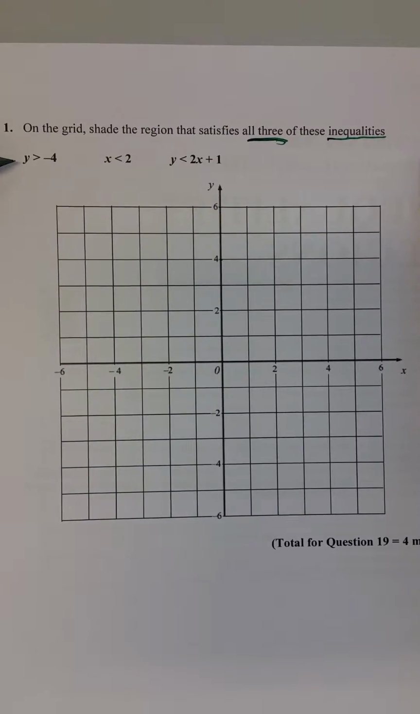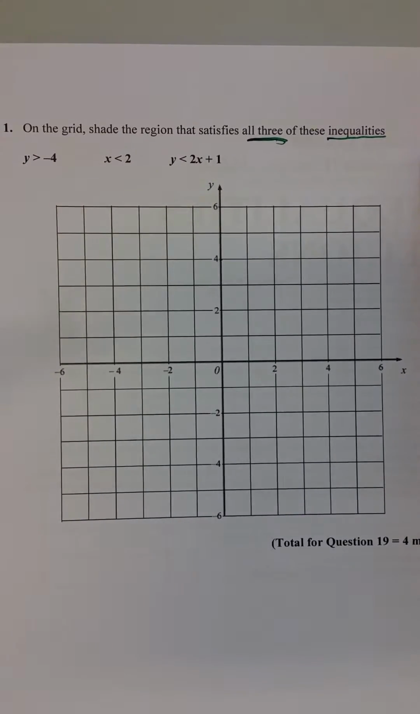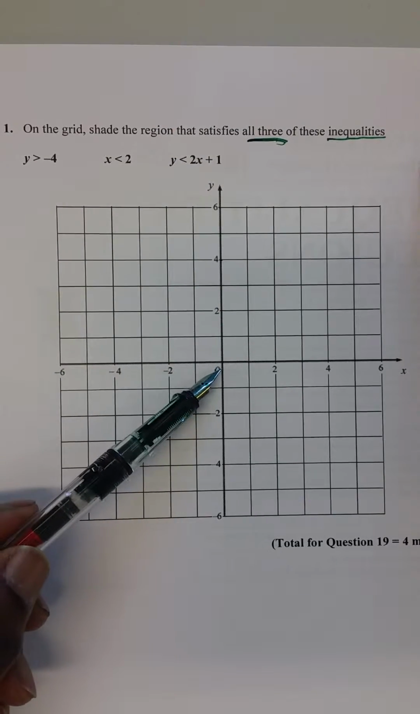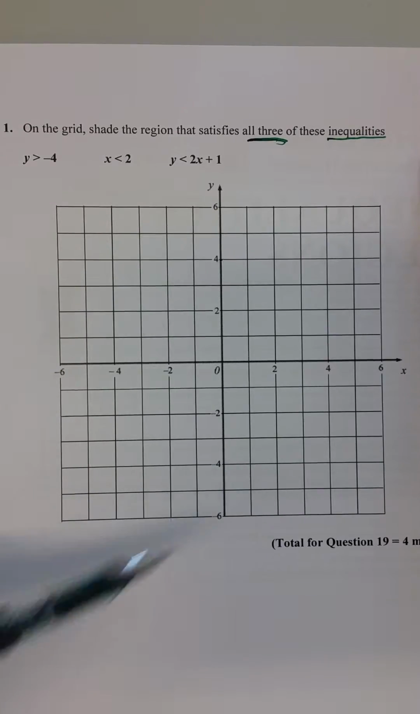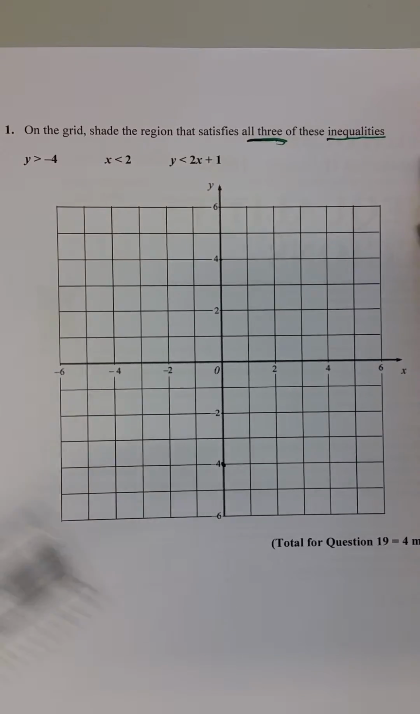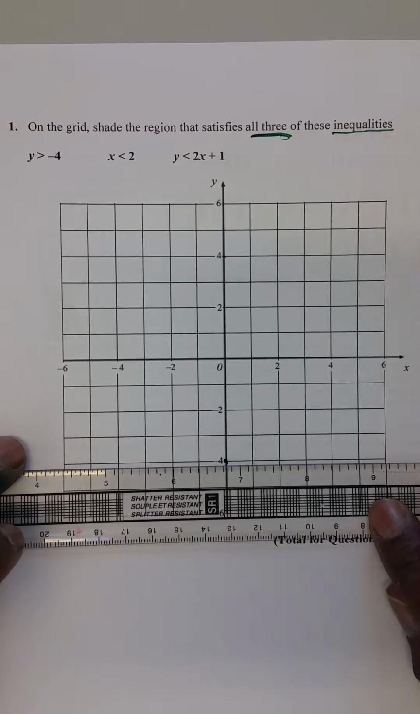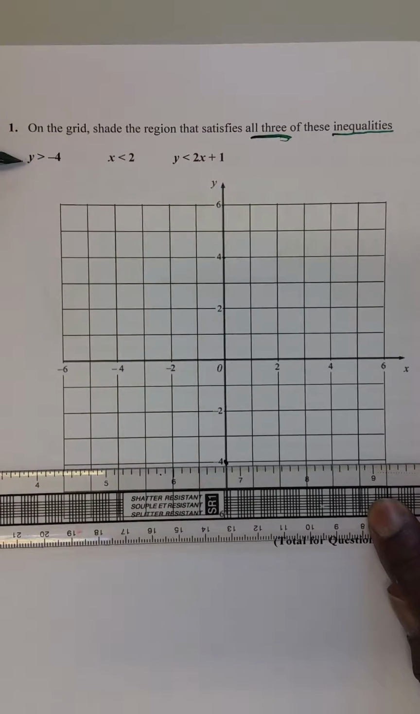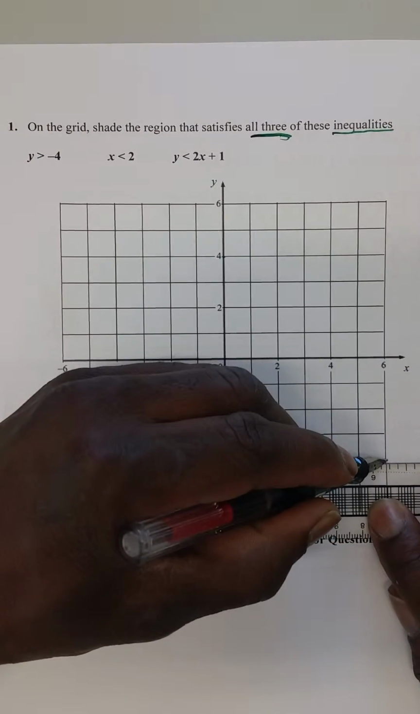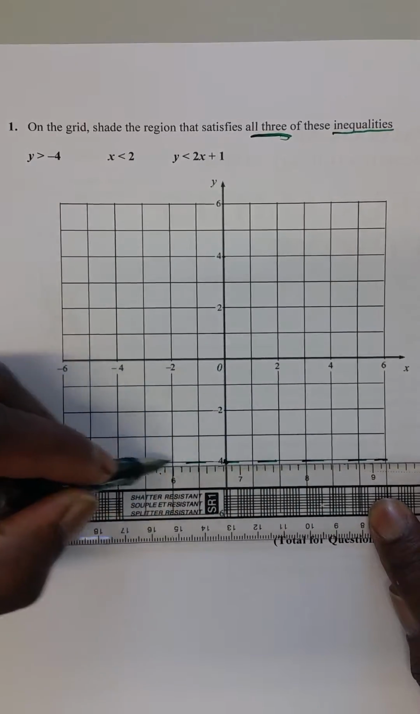The first one says y is greater than minus 4. So what we do, we go to y, and there's y, and we go down past 0, minus 2, and minus 4. We then put a line or a dot there at minus 4. We'll get our ruler, and we then do a line. Because this inequality says that y is greater than minus 4, I will do a broken line. So it looks like this. I'm doing it in green for the moment, just to help you to see where the line is.